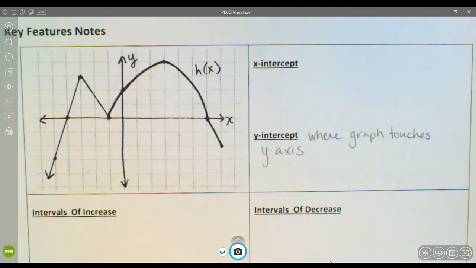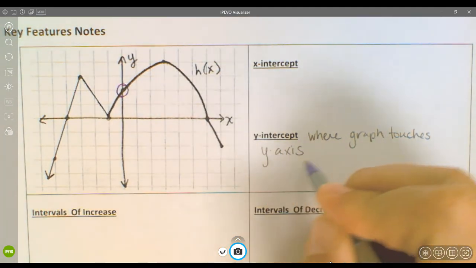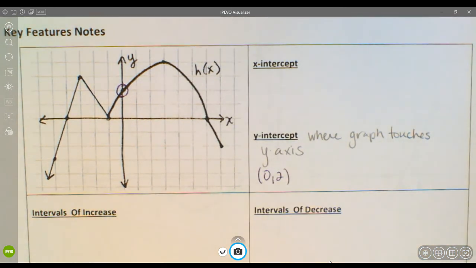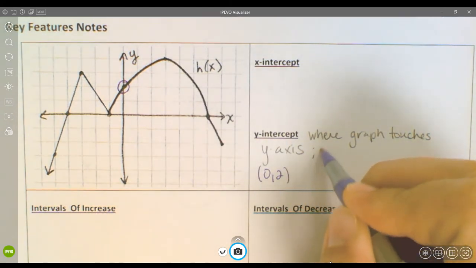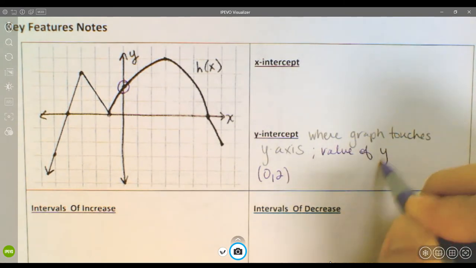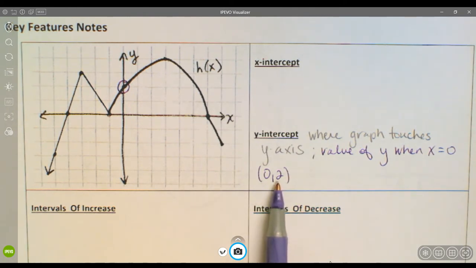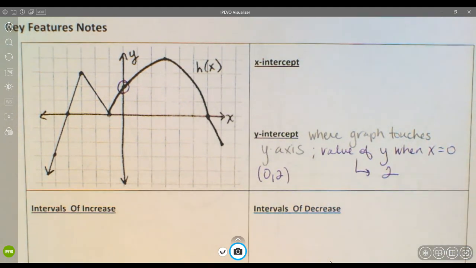That's not bad. And if you look at this particular graph, you will see that that occurs right here. So for this problem, the y-intercept is (0, 2). Another point that I should mention is this. The y-intercept is also the value of y when x equals 0. So sometimes you are going to be asked to name the point for the y-intercept. So this is what it would be as a point. But if I just want the value of y when x equals 0, I would say the y-intercept is 2.